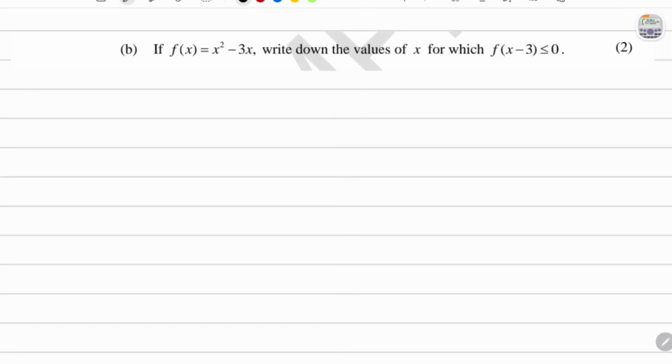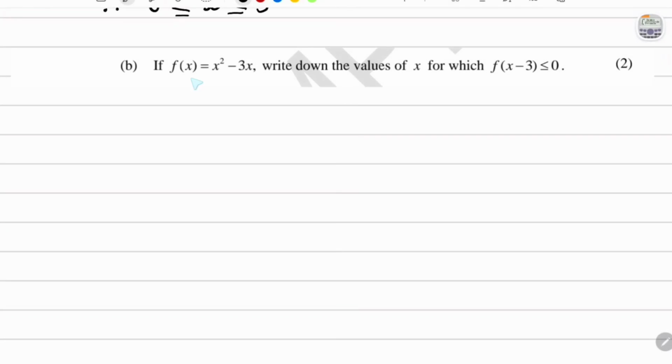And the second last question in question 1 is 1.2.6b. Okay, question 1.2.6b, we have, if f of x is equal to x squared minus 3x, write down the values of x for which f of x minus 3 is less than or equal to 0. Okay, f of x minus 3. This question actually is simpler than what you would think it is.